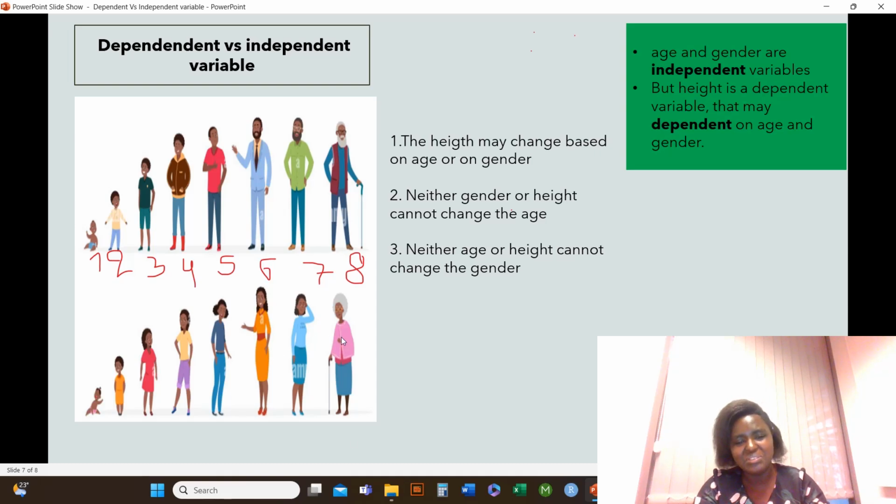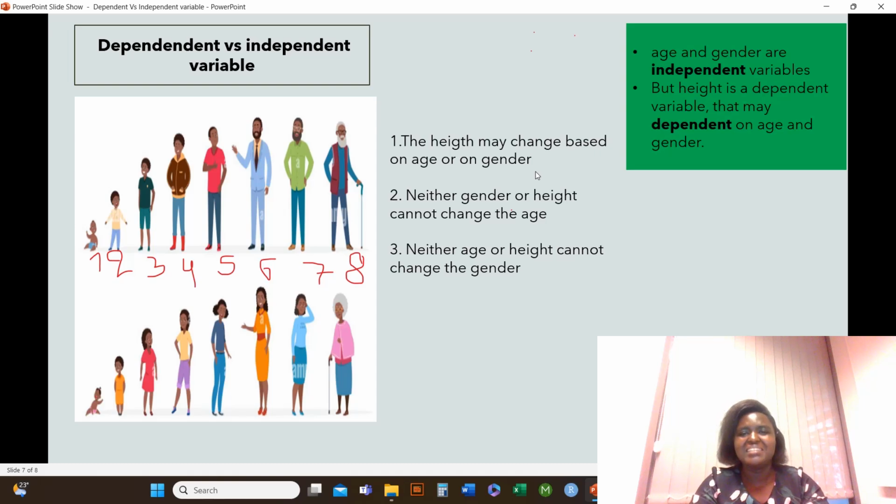Take this old woman: she's old, but she seems to be smaller than this old man. The same tendency you can see here. So the height can change based on either age or gender.